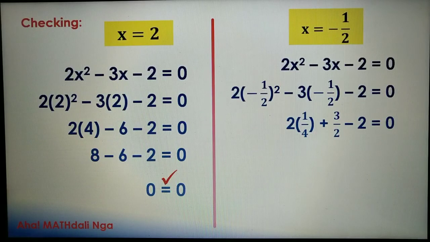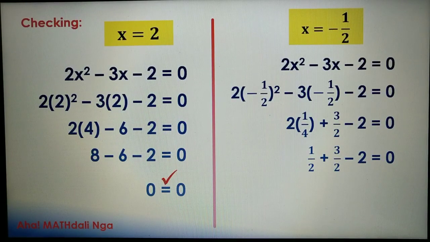Let's solve. 2 times the square of 1 half is equal to 1/4. Next, negative 3 times negative 1 half is equal to positive 3 halves. Minus 2 equals 0. Let's solve. 2 times 1/4 is equal to 1 half. Copy plus 3 halves minus 2 equals 0.